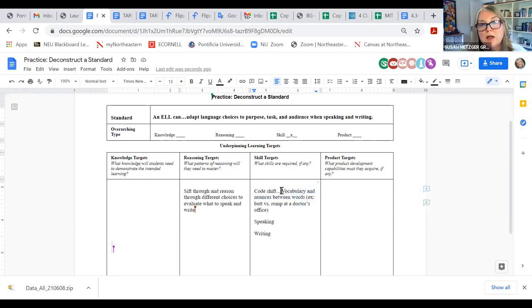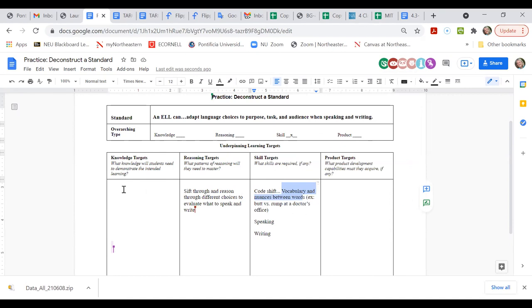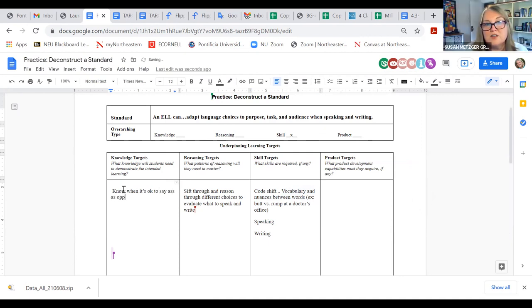Right. Good. And I agree. So if they have to code shift, they must know what's appropriate in certain situations. Yeah, like knowing when it's okay to say the word ass as opposed to behind. Sometimes it is okay. If you're in a friend circle, that's not a big deal. Okay. So knowing that is knowledge. That's a knowledge target, something you would teach them: when is it okay to use this kind of language?